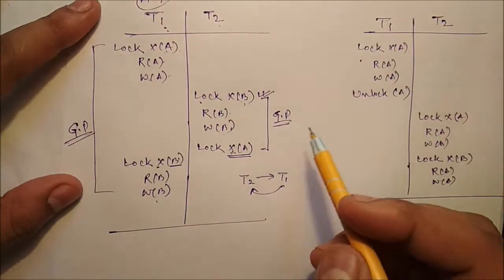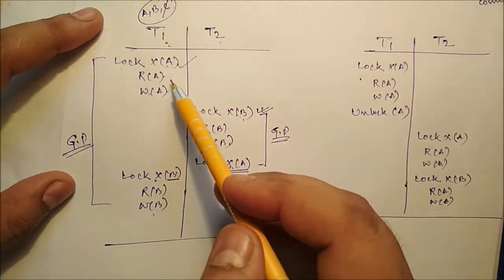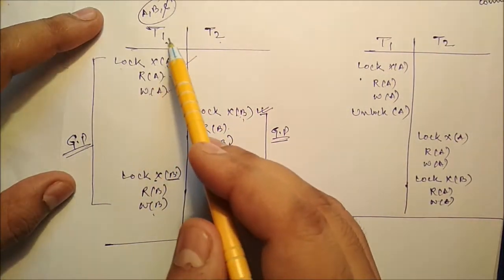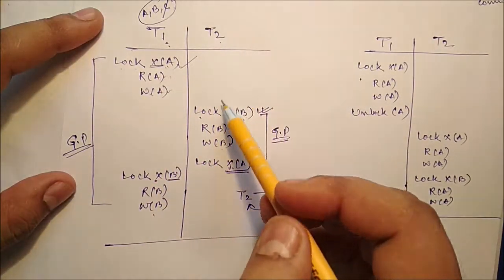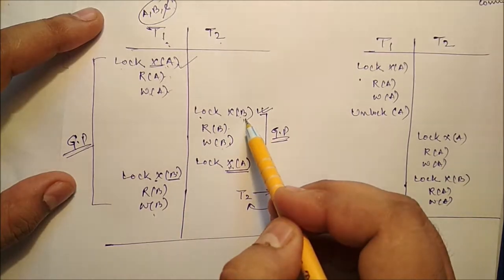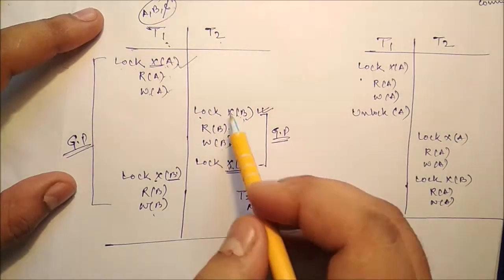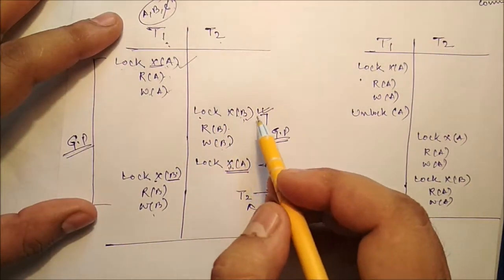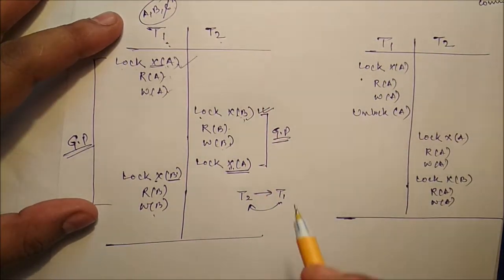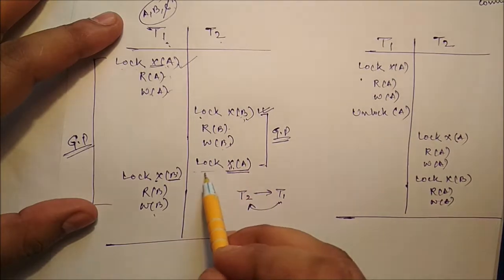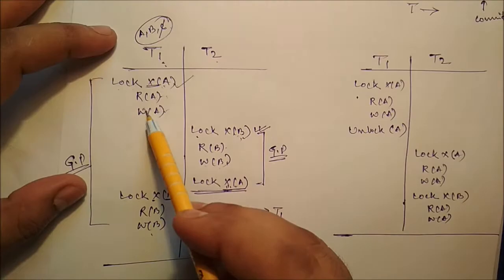Now we can see an example. Here lock-X(A), read A, write A. So T1 needs to read and write, so definitely the transaction needs to issue the exclusive lock. After that T2 needs the B variable, so it's no problem. A and B are there, so T2 is granted the exclusive lock for the B variable, read B, write B. But after that T2 needs the A variable, but the A variable is already occupied by the T1 transaction.